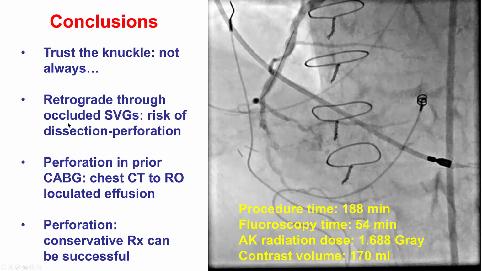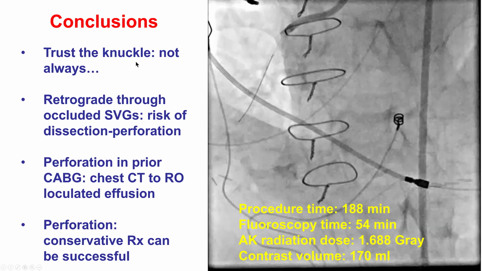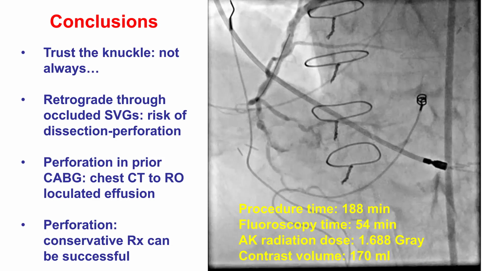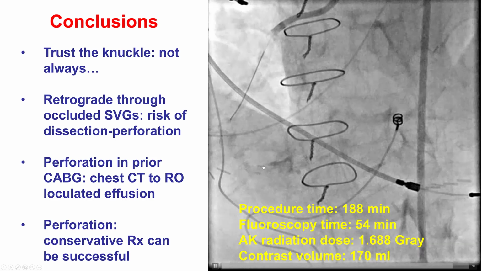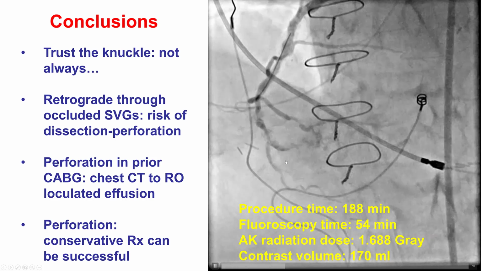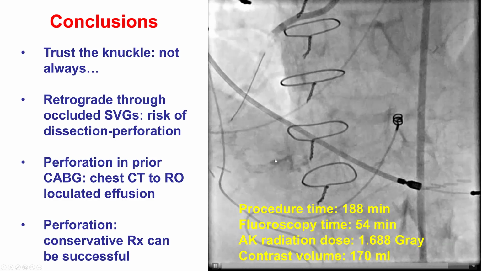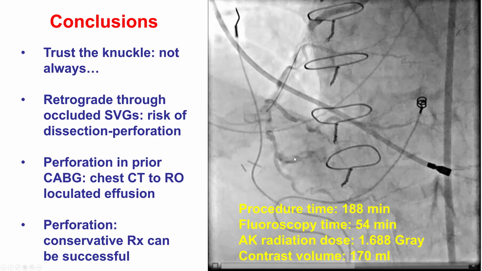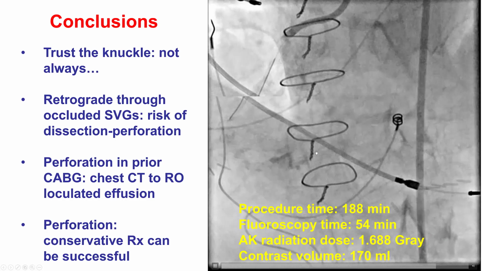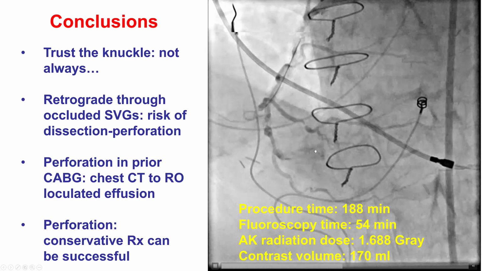So in summary, this is a case in which the common saying of trusting the knuckle did not actually pan out. Here we did knuckle the guide wire, but somehow it did not follow the pathway of the right coronary artery. It is hard to know exactly why that happened. Our best guess is that it entered into a small side branch that did not become appreciated, and that potentially caused that contained perforation distally.